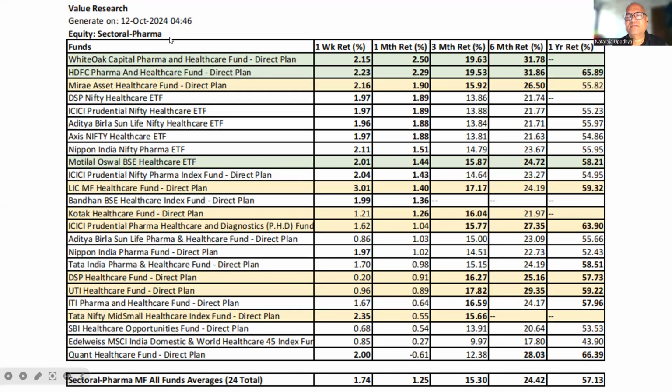This is sector pharma funds. There are 24 funds. The summary of 24 funds given here. Annual return 57.13 is very impressive. Weekly return of 1.74 is impressive. Monthly return is subdued 1.25. So let us look at the green ones. White Oak Capital Pharma and Healthcare Fund, HDFC Pharma and Healthcare Fund, Motilal Oswal BSE Healthcare ETF. All are good as investments too.